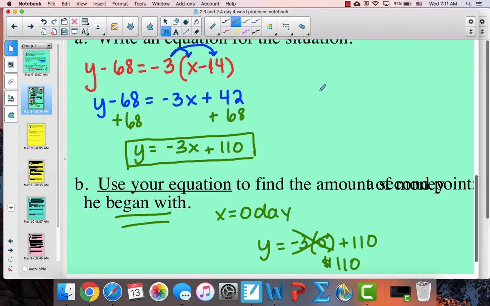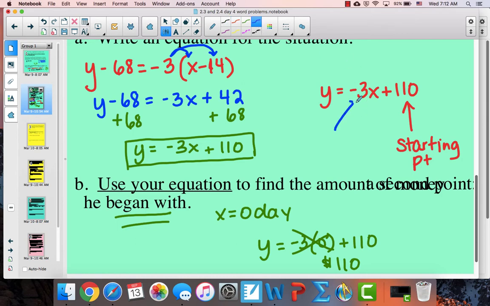And this is another reason that I like y equals mx plus b, because now I know that the 110, the y-intercept, is his starting value, his starting point. And that's important. You can always see what they started with, or began with, based on the y-intercept. That negative 3 is telling me that it's going down $3 a day, because x is days. So that y equals mx plus b tells me a lot about what's happening, okay?